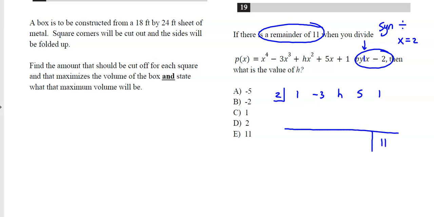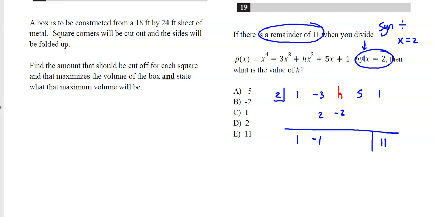So I got to fill in the missing puzzle pieces to figure out what this h is. So let's start working on it. Well, I bring the 1 down. 2 times 1 is 2. Add them up. 2 times negative 1 is negative 2. Add them up, but I can't, because I don't know what h is.